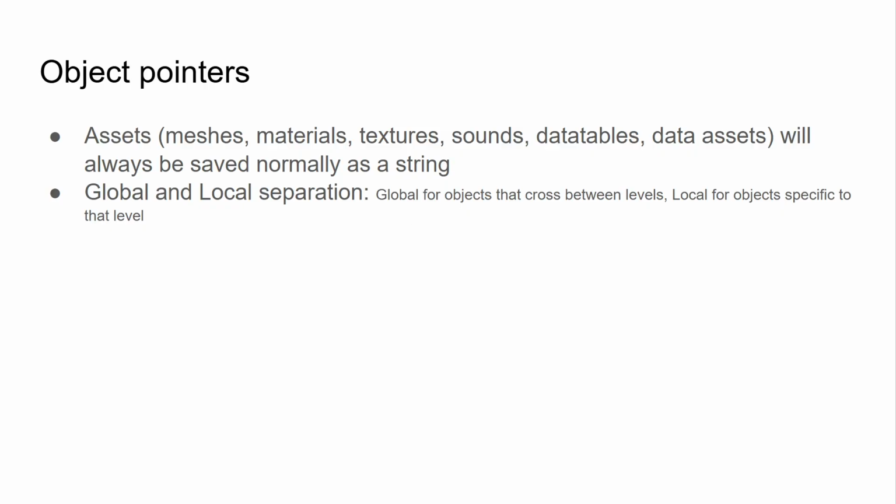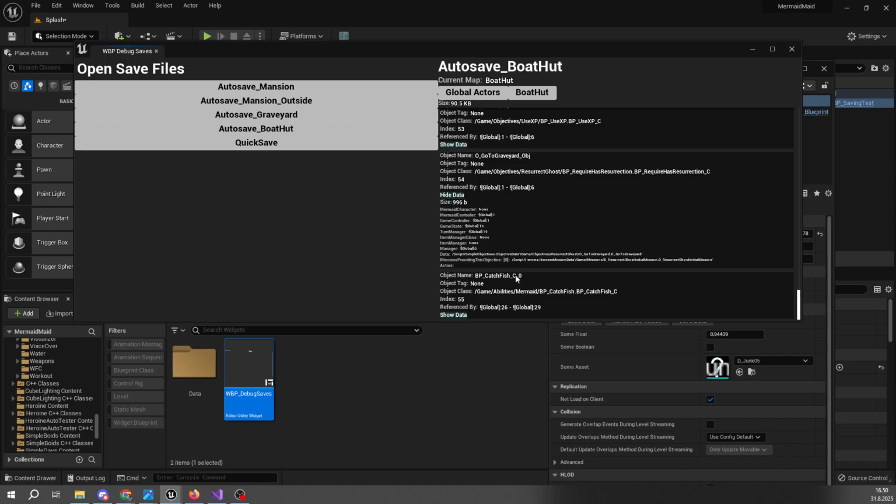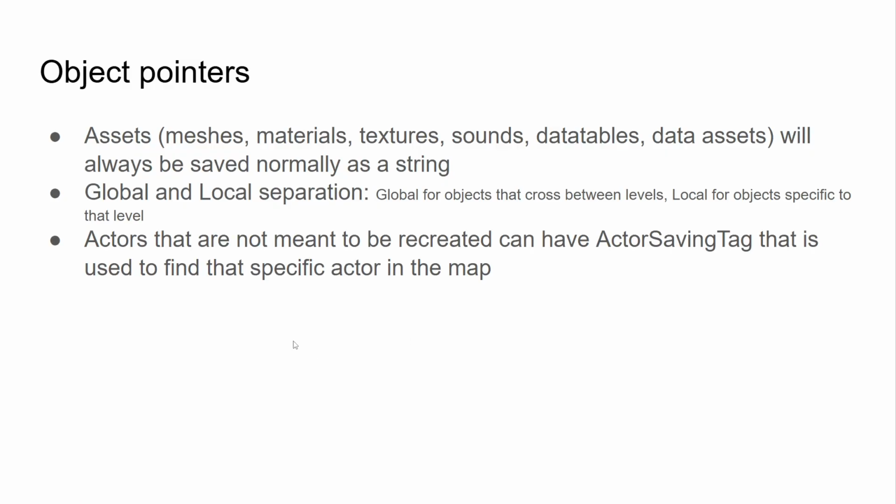Global and local separation. If you're referencing an actor that's a global actor, then when it saves a string, it will have a global exclamation mark, global, and then some number string. And if it's a local actor, it would have, for example, an exclamation mark, both hut, and then some number as the string that is being saved.